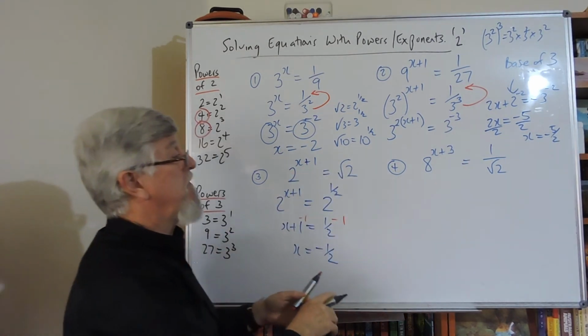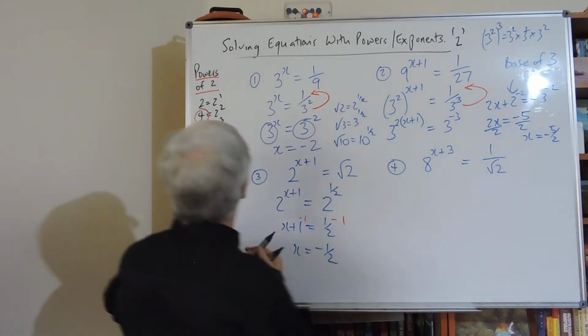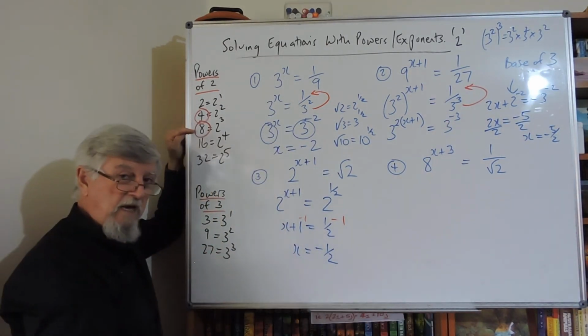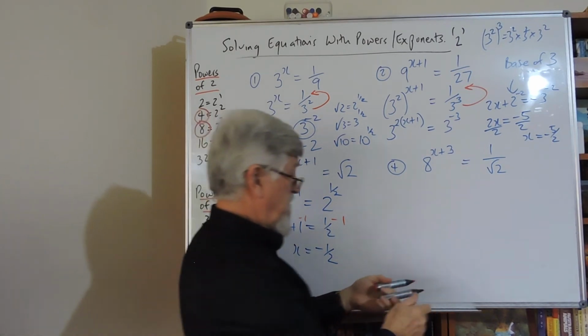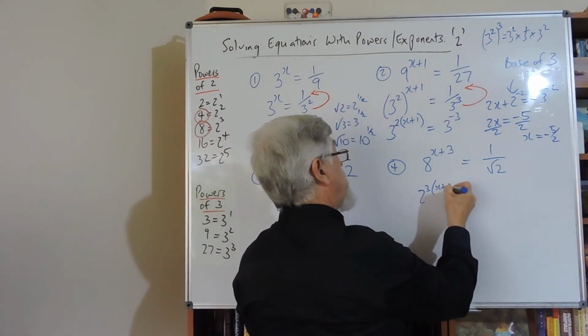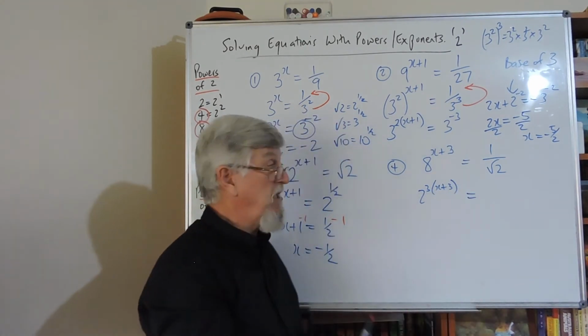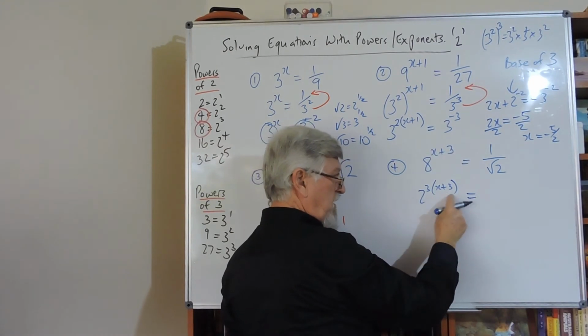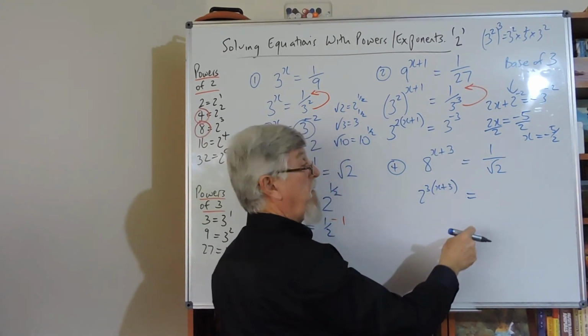Go over to this one. We've got an 8 and a 2, so let's look at the powers of 2. 2, 4, 8. So we're not going 2, 4, 6, 8, we're going 2, 4, 8. So this one can be written as 2 cubed to the power of x plus 3. So I can do that in one step. 2 cubed to another power of x plus 3, so you can write it down straight away, as long as you put the brackets in.